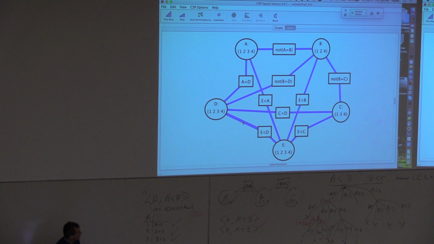It's going to prune D. What's it going to do with D? What's the illegal? What can't D be? 1, right? So it's going to prune that. So it's going to get that, and it's going to prune 1.